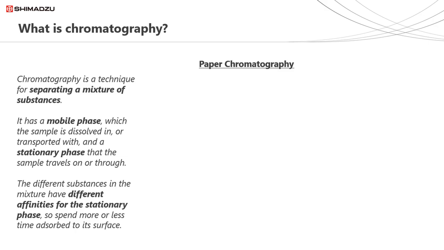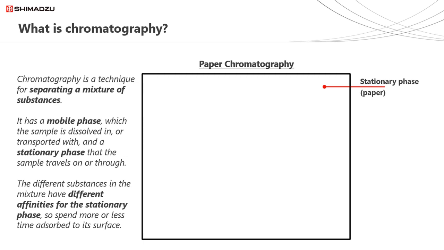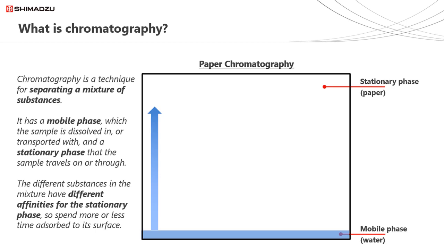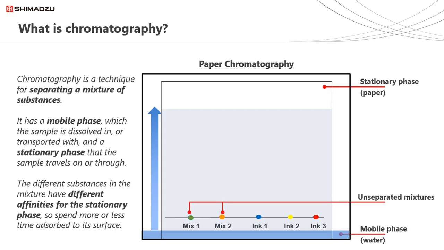In this example, our stationary phase is paper. Our mobile phase is water placed at the bottom of a vessel. As with all paper, the water will slowly travel up. We then added various inks 1, 2 and 3. These are primary colour inks and therefore will only separate into the single colours. We also have mixes 1 and 2. These are combinations of various colours and are also known as unseparated mixtures.